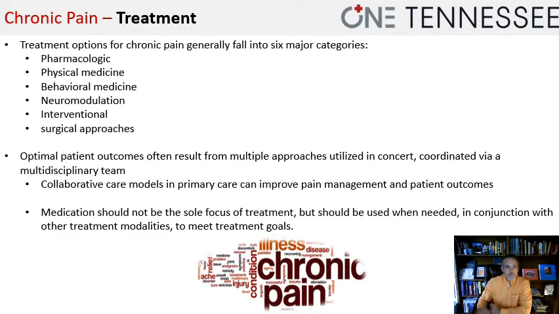Treatment options for chronic pain generally fall into 6 rough major categories. That's pharmacologic, physical medicine, behavioral medicine, neuromodulation, interventional therapies, and surgical approaches. And we'll talk about each one of these. Optimal patient outcomes often result from multiple approaches. So that might be physical medicine combined with behavioral medicine or any variation thereof. And medication should not be the sole focus of treatment, but should be used when needed in conjunction with other treatment modalities to meet treatment goals.